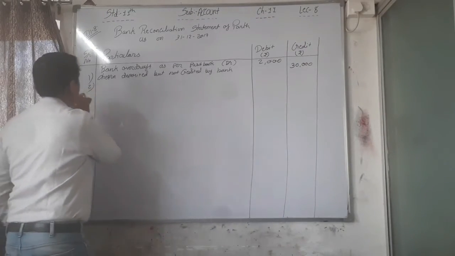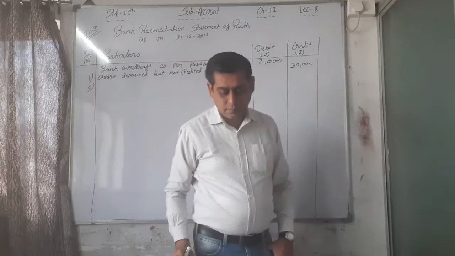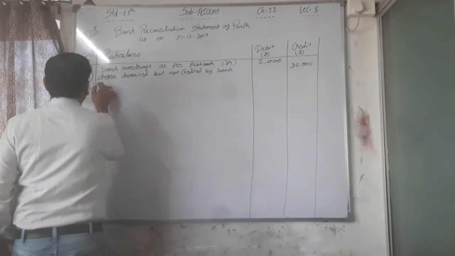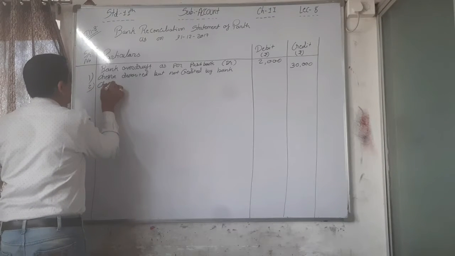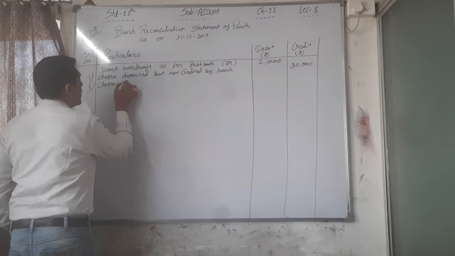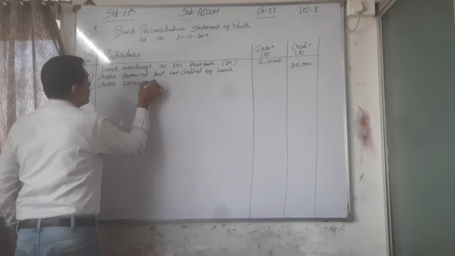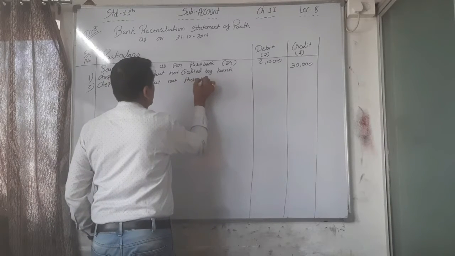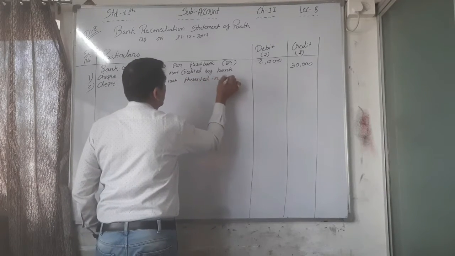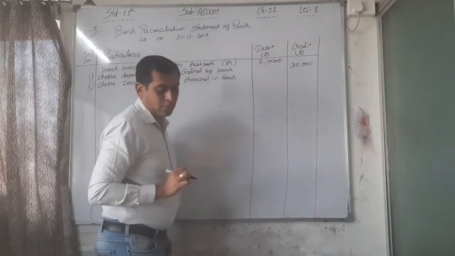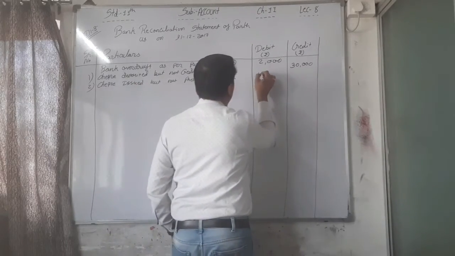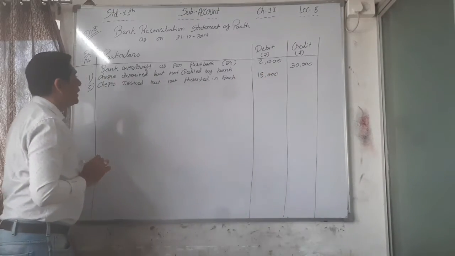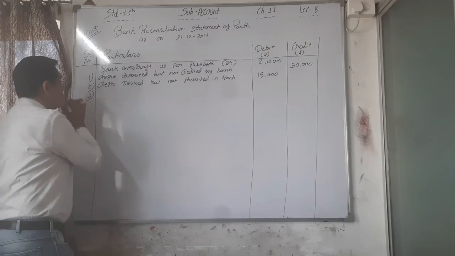Second situation: check of rupees 15,000 issued but not presented. Easy. Check issued but not presented in bank, that is 15,000. Debit.